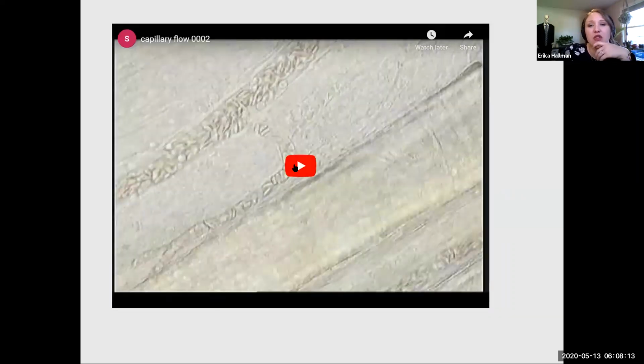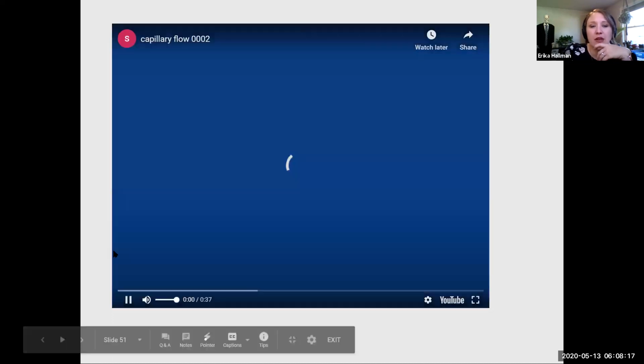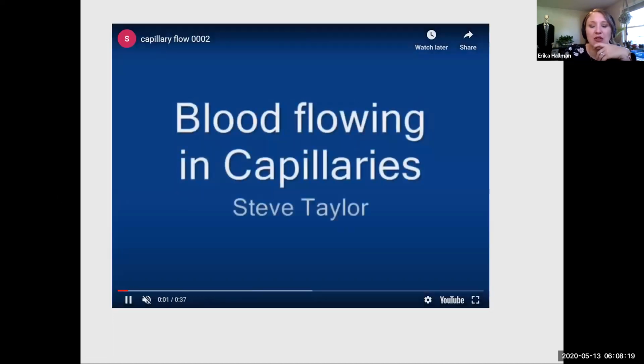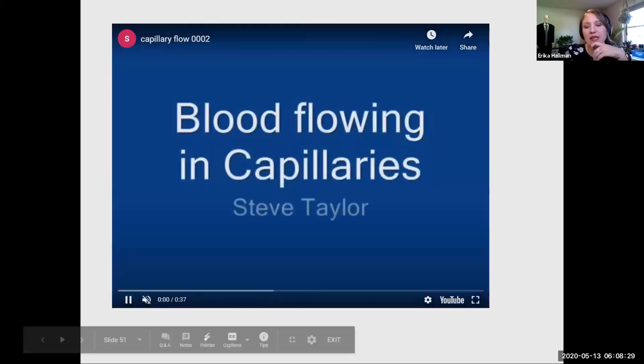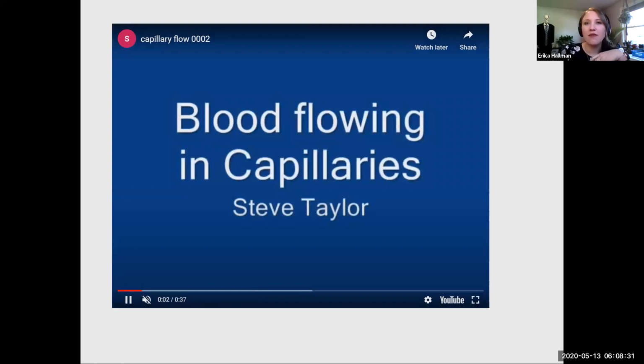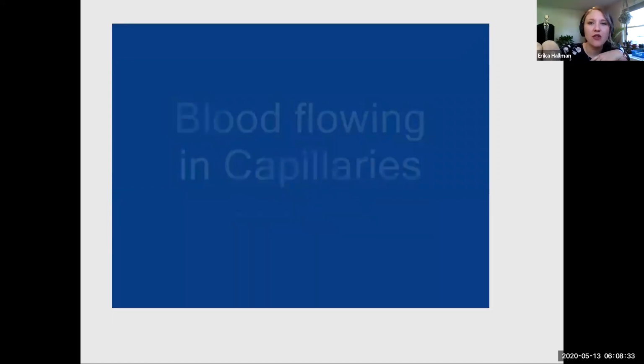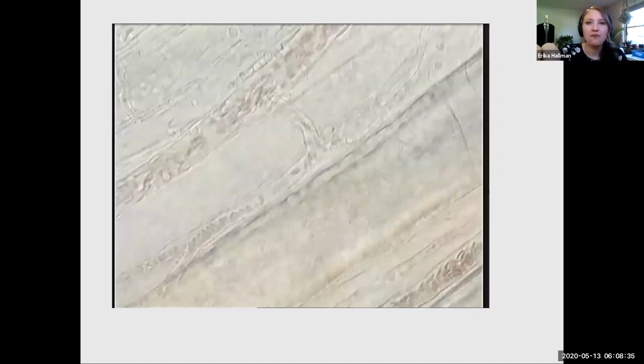So I wanted to show you just really quickly this video, and I'm going to mute it here so we can just kind of see the images. The thing I like about this really short visual is that it actually shows you blood flowing through capillaries. Let's see if I can draw on the screen without messing this up.